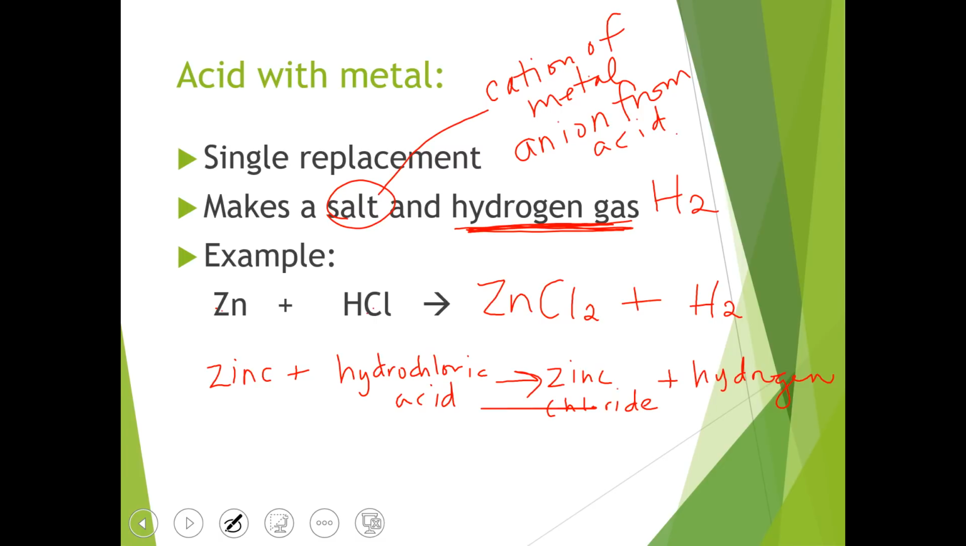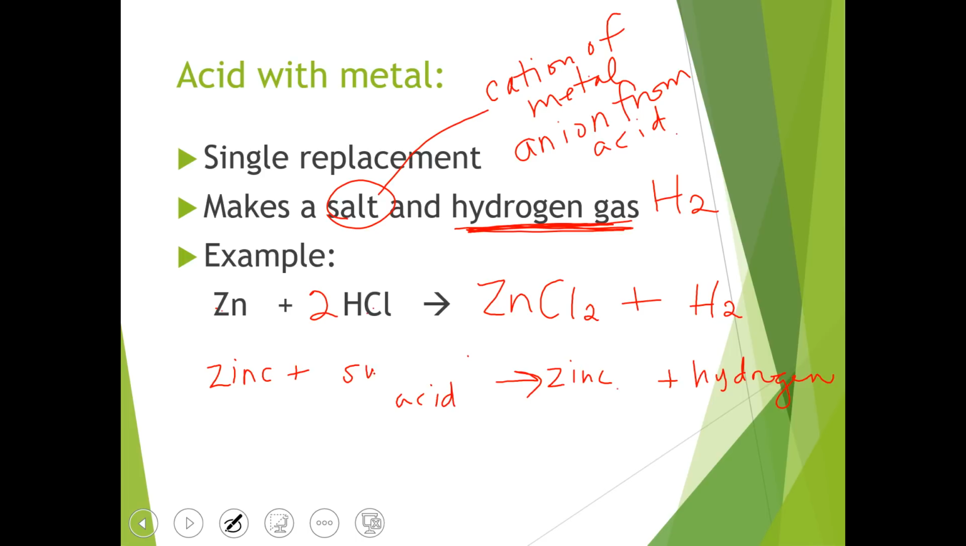If you write your formulas correctly, it should be very easy then to balance, and this one's very easy to balance by just putting a 2 in front of the HCl. The metal's not the only thing that could change. If this was, for example, instead of hydrochloric acid, let's say this was sulfuric acid.